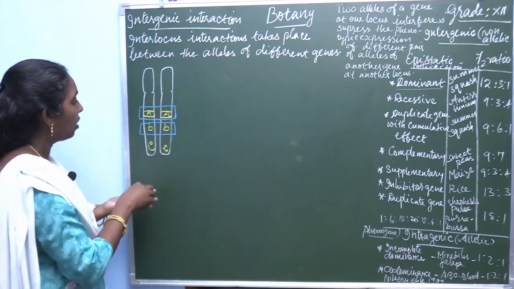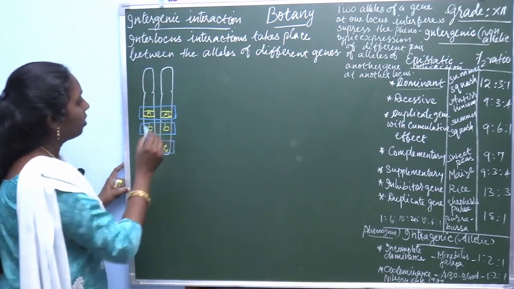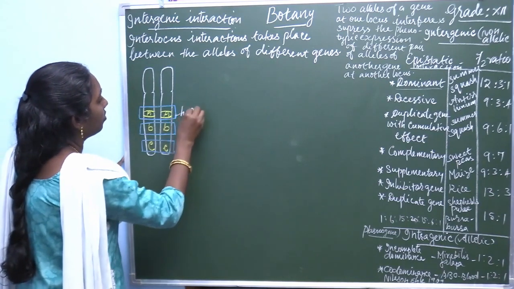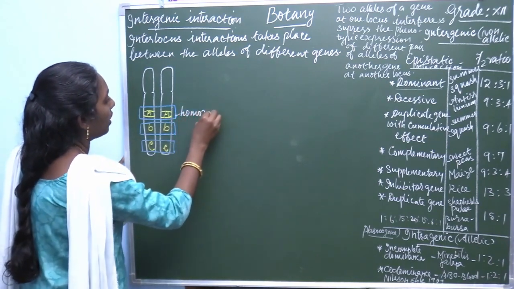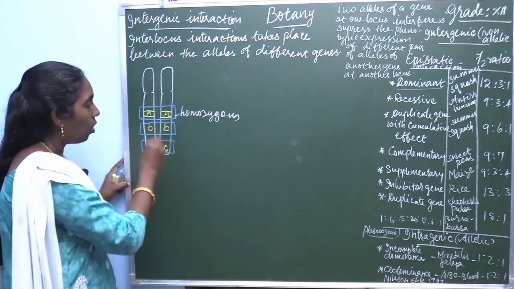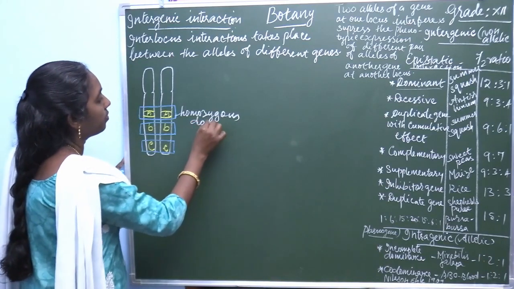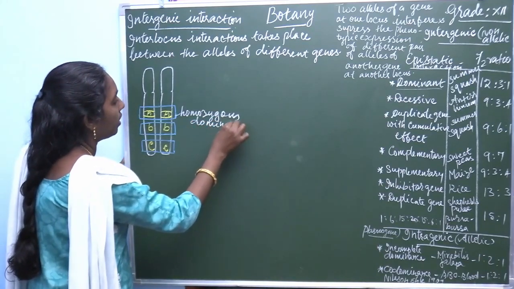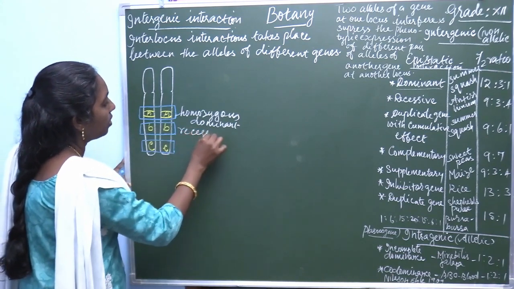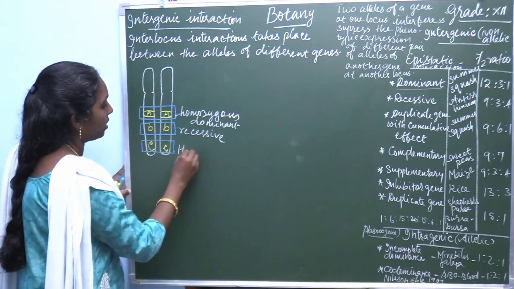This is another allelic pair. This is homozygous. It is also homozygous. This is homozygous dominant allele. This is homozygous recessive, and this is heterozygous.